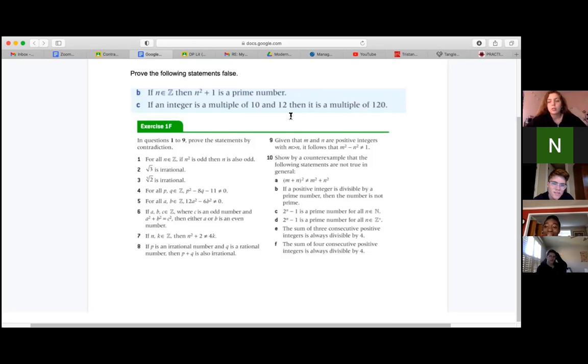Does that make sense? Wait, can I share my screen really quickly? Yeah, go ahead. Okay, wait, hang on. The multiples like 120. Hang on. Okay. Wait, can you stop sharing real quick? Yeah.